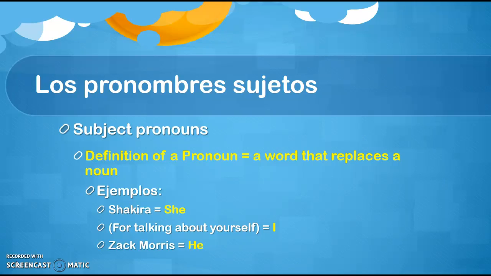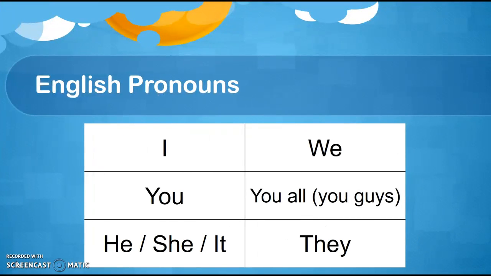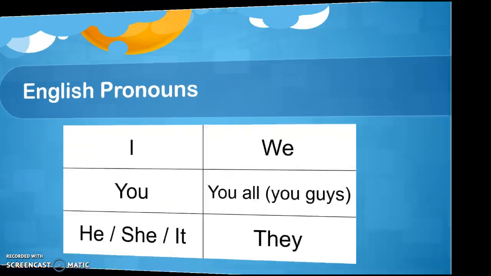I, Zach Morris, he, the girls, they. Las palabras en amarillo son ejemplos de pronombres. The yellow are all examples of pronouns. Aquí está la lista de pronombres en inglés. I, you, he, she, it, we, you all, they.